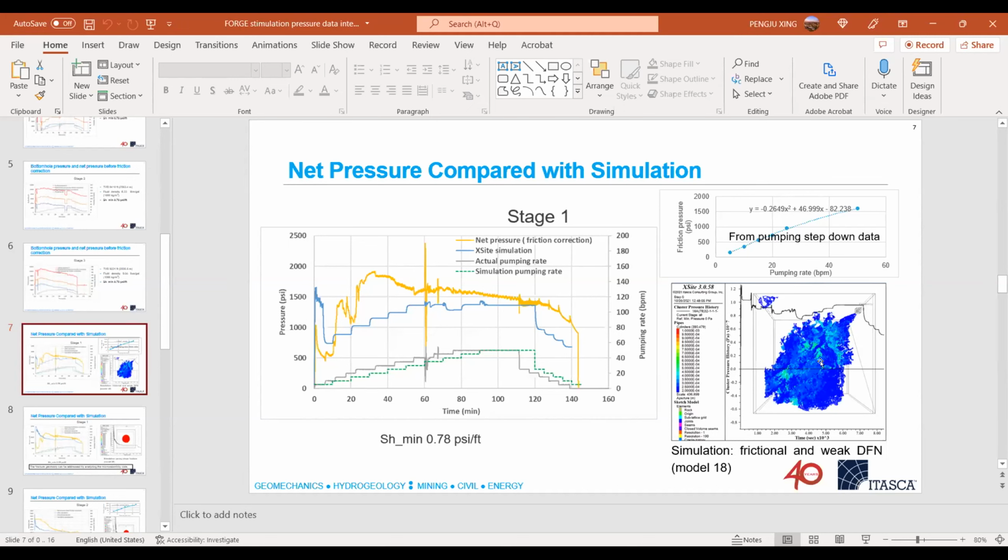Can you repeat the question? The fracture spacing between two DFN fractures. Roughly speaking, what was the distance? Is it 20 meters, 10 meters, 50 meters? Oh, okay. I think the minimum could be 10 meters, 20 meters. The maximum is 100 meters.